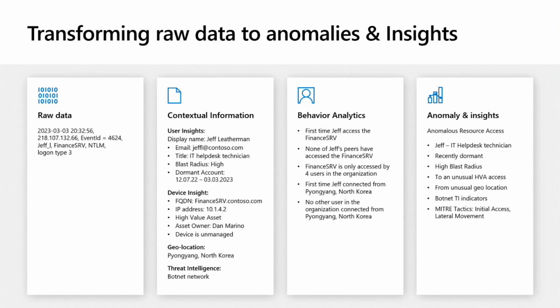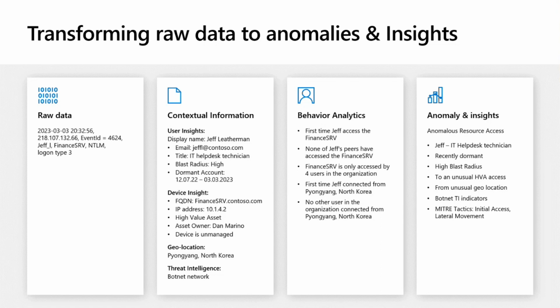The user, as you can see there, Jeff L, successfully logged on to the Finance SRV. This was a logon type 3, a network logon from a public IP address, as you can see there, 218.107.132.66, and on March 3rd, 2023. So this is really all the information that the analyst can extract from that specific event, just looking at the raw data. But let's start by adding some contextual information.